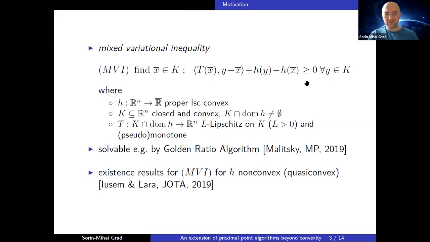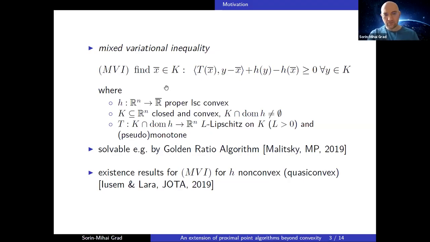The problem in the non-convex case with such mixed variational inequalities is that there appears some sort of a conflict between the operator and the function. As I said, even if H is not convex, one can find examples, even if K is compact, where such a mixed variational inequality has no solution. Because roughly speaking, T goes upwards and H goes downwards, if it's not convex and if this is still monotone.